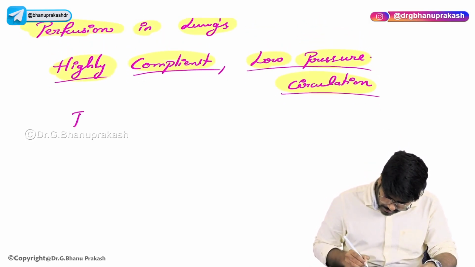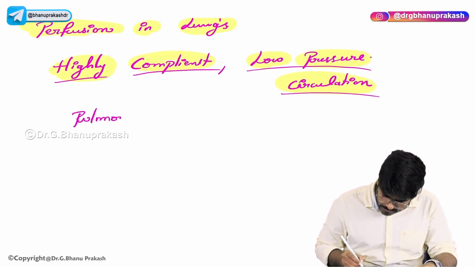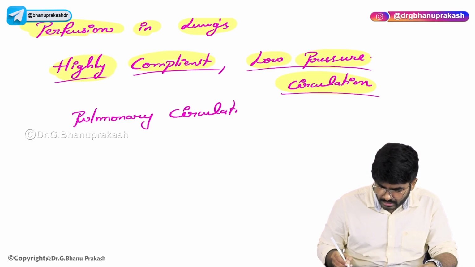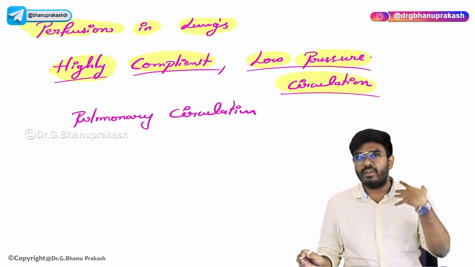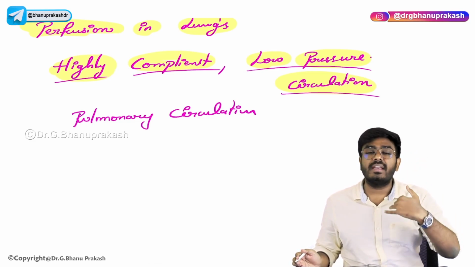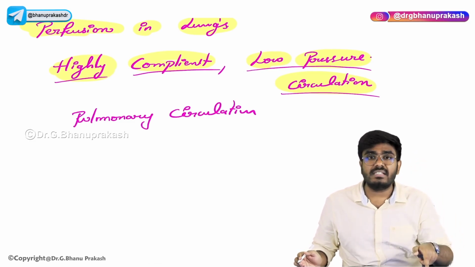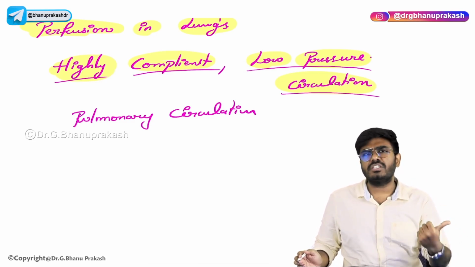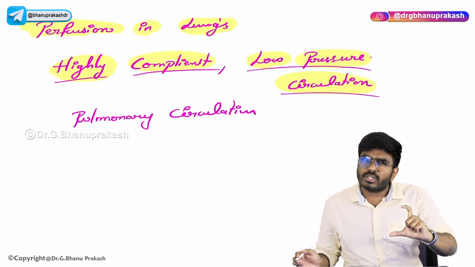So what is the pulmonary circulation, guys? Now we have seen what is the minute ventilation. Minute ventilation is 6 liters. Okay, 6 liters of air is going into the respiratory system. Out of that 6 liters, 4 liters is the alveolar ventilation. So we know minute ventilation, alveolar ventilation. Now we are discussing the topic of perfusion.